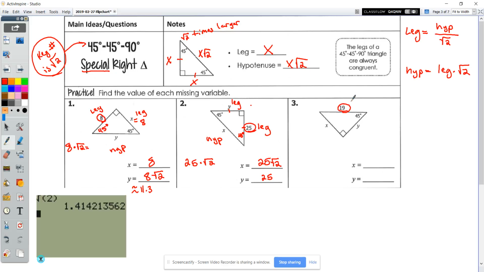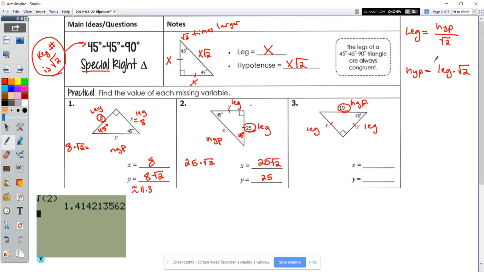Now, this third one, it gives you a different number. It gives you the hypotenuse. This time, we're starting with the hypotenuse. And we need to find a leg, right? Actually, we need to find both of those legs. But it doesn't matter which one I go to find first because they're the same, right? The legs are going to be the same in this 45, 45, 90 triangle.